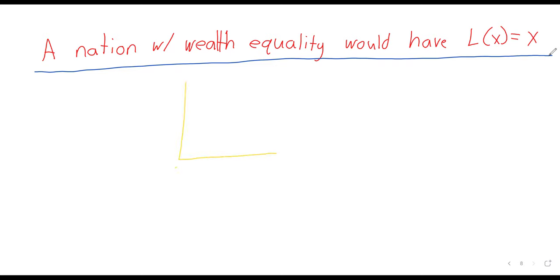So let's look. The Lorenz curve goes from 0 to 1, and its range is also 0 to 1. And here is wealth equality. Here's what wealth equality looks like. There aren't any nations that actually have this as their Lorenz curve. A real Lorenz curve might look something like that. It will be strictly below L of x equals x. If the Lorenz curve was ever somehow higher than L of x equals x, that would mean that the poorest people controlled a disproportionate amount of the wealth, and that wouldn't make any sense because then they wouldn't be the poorest people.